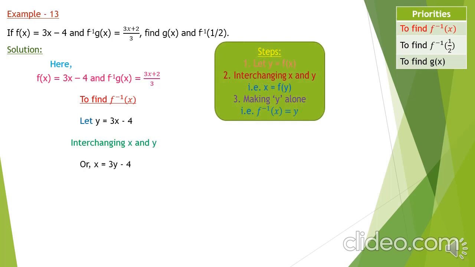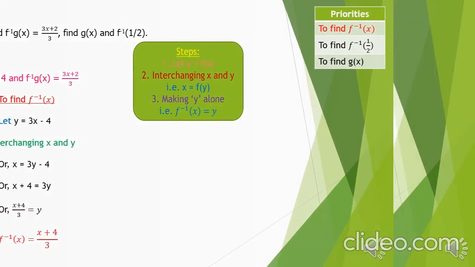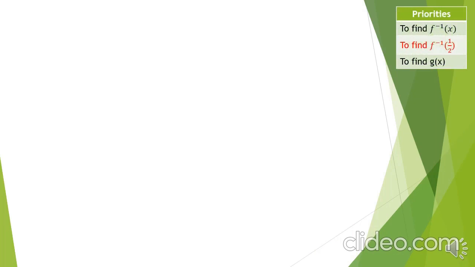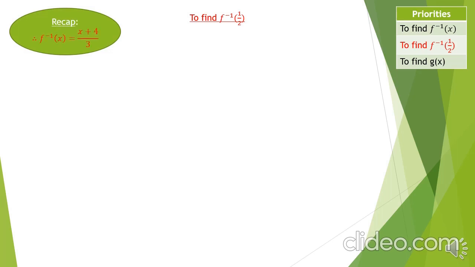Now interchanging, and after interchanging we have to make y alone, x + 4 equal to 3y. Now we have found f inverse, isn't it? We are going to find now f inverse of 1/2. We'll find g(x) later. And in our recap, we will see our f inverse, which we did on the previous slide. As the previous slide is hidden, we need the recap: (x + 4)/3. That's our recap. Now we have f inverse of x equal to (x + 4)/3.